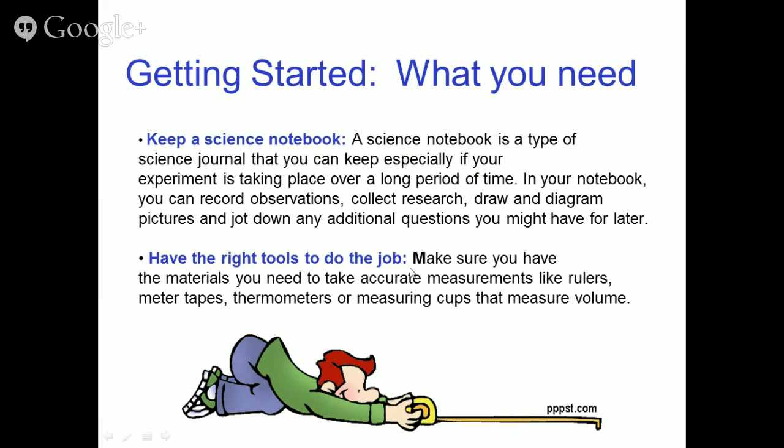Having the right tools to do the job. Make sure that the materials you need, you take accurate measurements, like with a ruler, tape measure, thermometer, and make sure those tools are operational. Sometimes if you borrow old stuff from people, they don't work. So make sure you test it on other stuff before you use it, let's say.